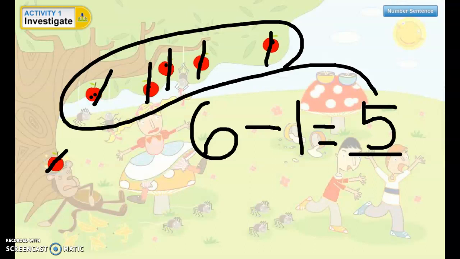All right, so now it's your turn to go ahead and practice some of these subtraction sentences on your own in your workbook pages.